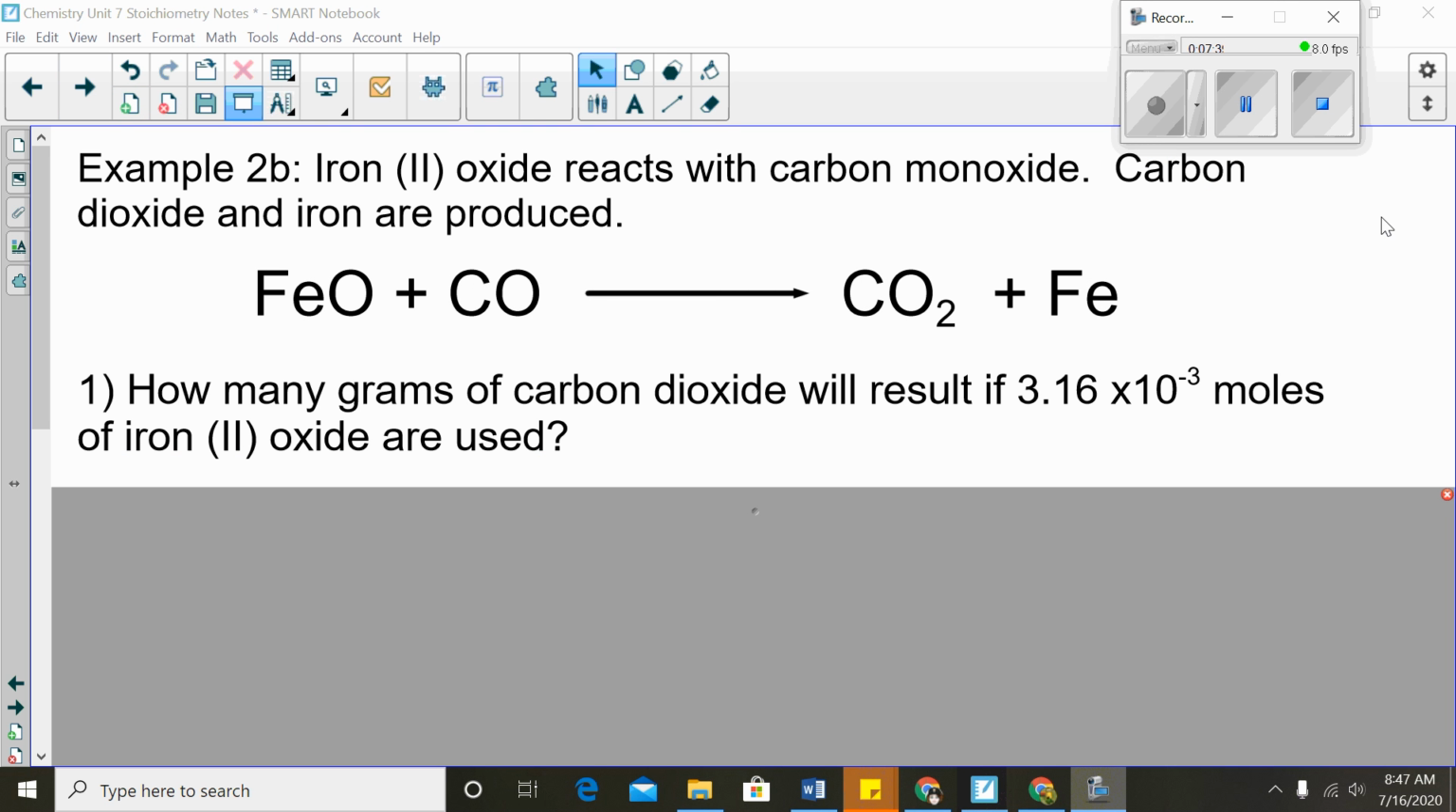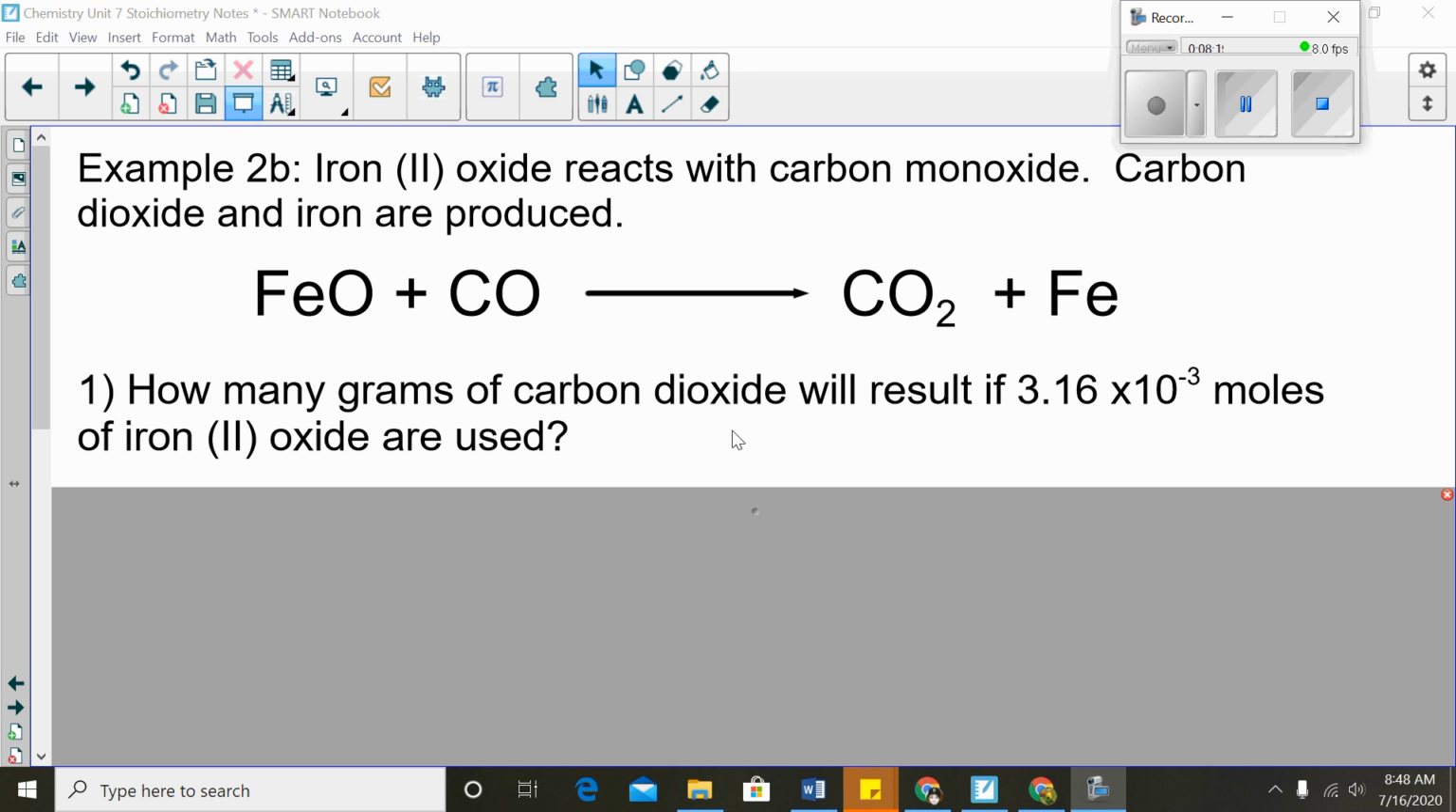All right, example 2b. Iron(II) oxide, which is FeO, reacts with carbon monoxide, CO. Carbon dioxide, CO2, and iron, Fe, are produced. So that is my balanced equation. Now from this, let's try to solve a couple different problems. Problem 1: how many grams of carbon dioxide, CO2, will result if 3.16 times 10 to the minus third moles of iron(II) oxide are used?